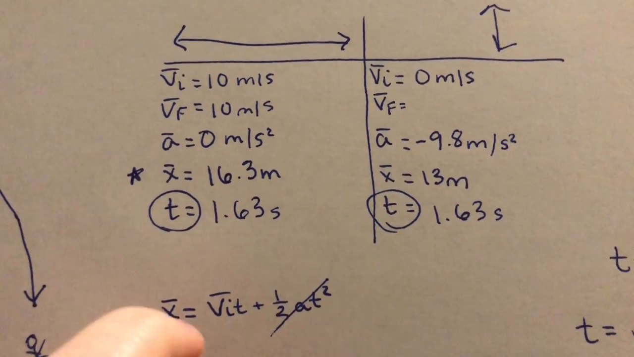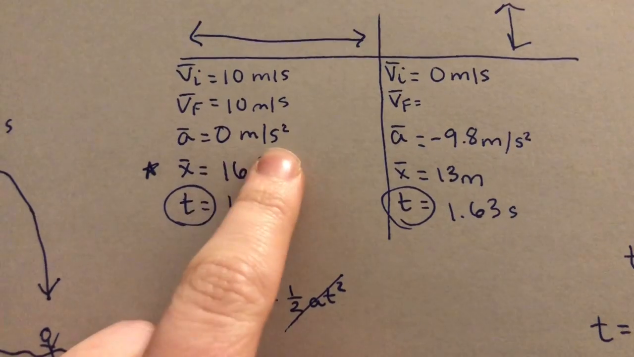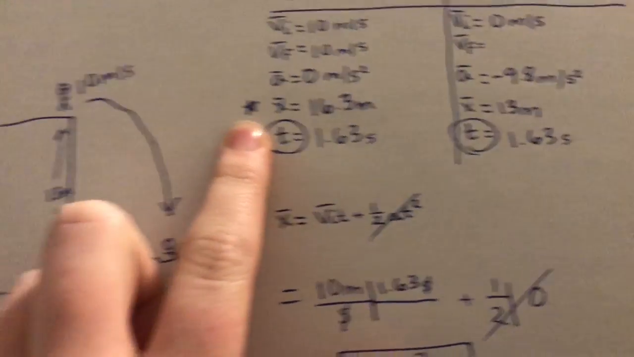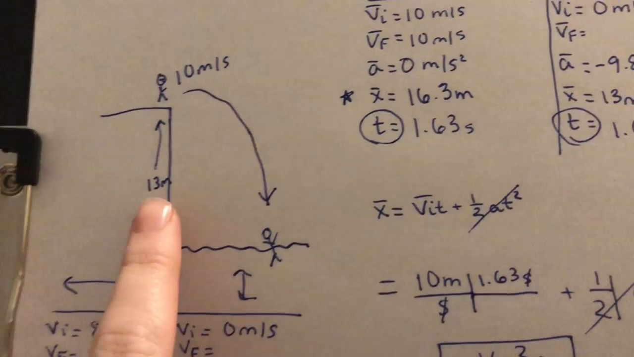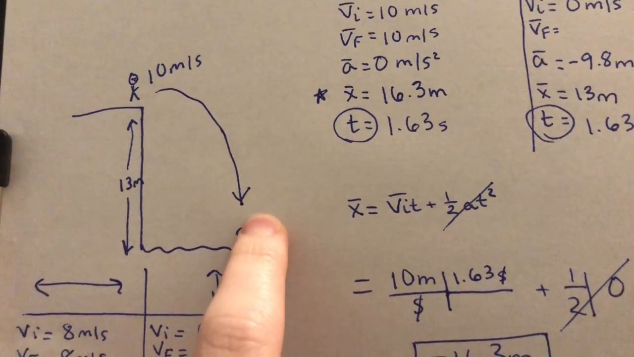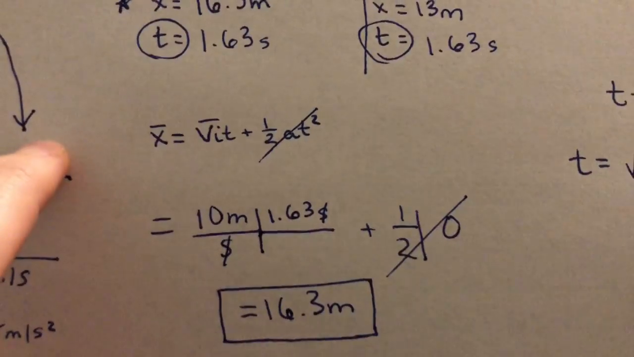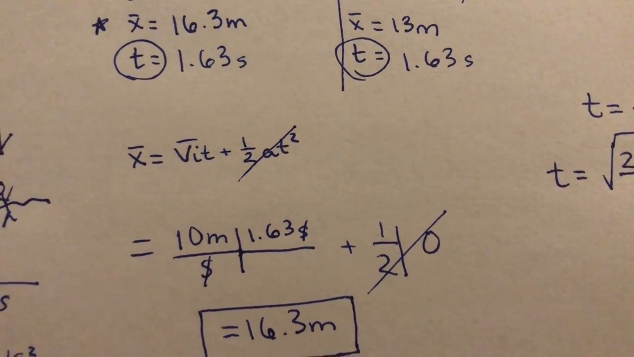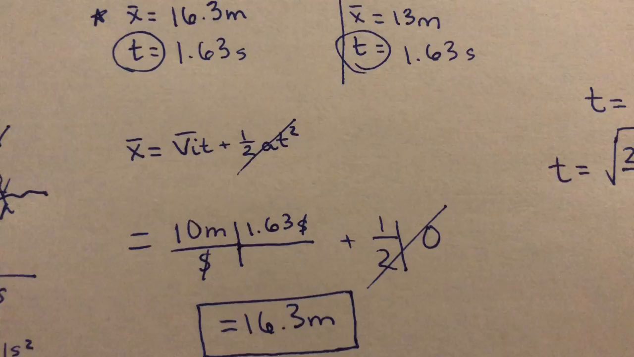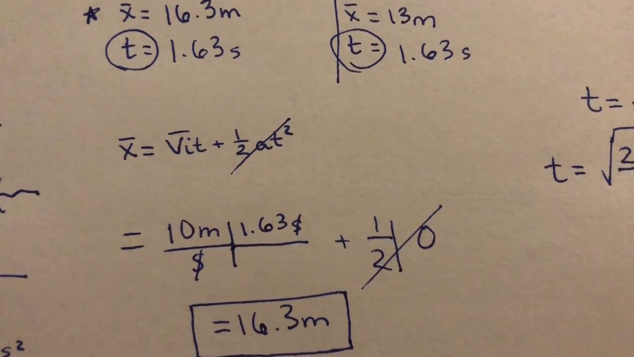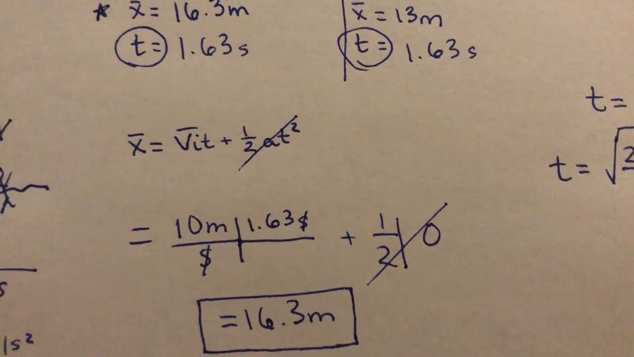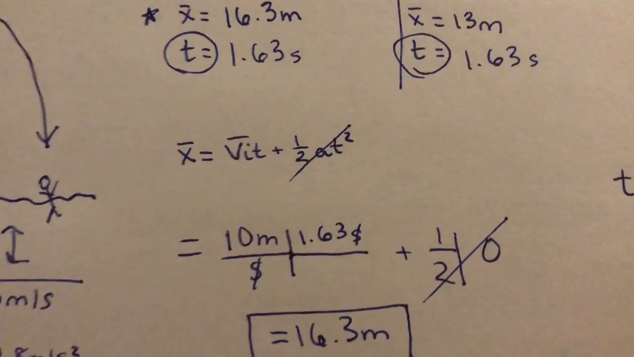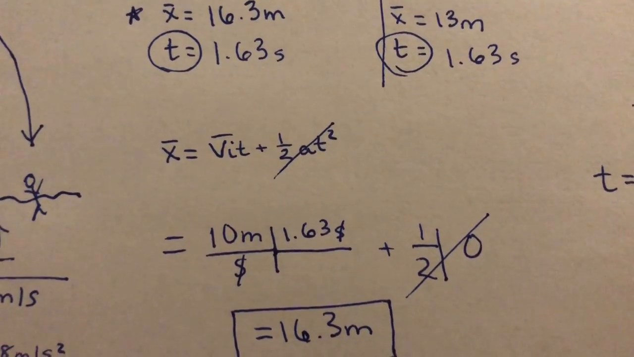Now, the only thing left on our horizontal side of the chart is our displacement. We want to find displacement because this will answer the question, how far away from the cliff did the boy land in the water? Now to find the displacement, we want to use the equation initial velocity times time plus 1/2 at squared, which is 1/2 times acceleration times time squared. However, our acceleration is 0 meters per second squared, so we can cancel out this part of the equation.